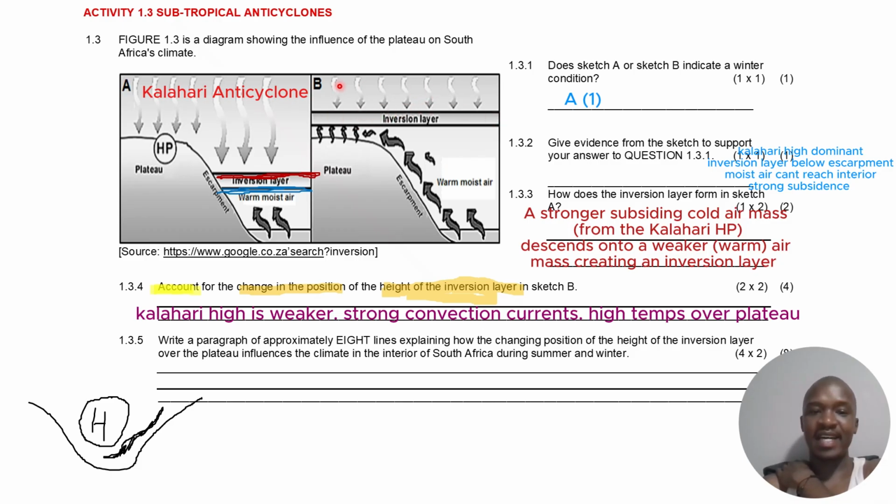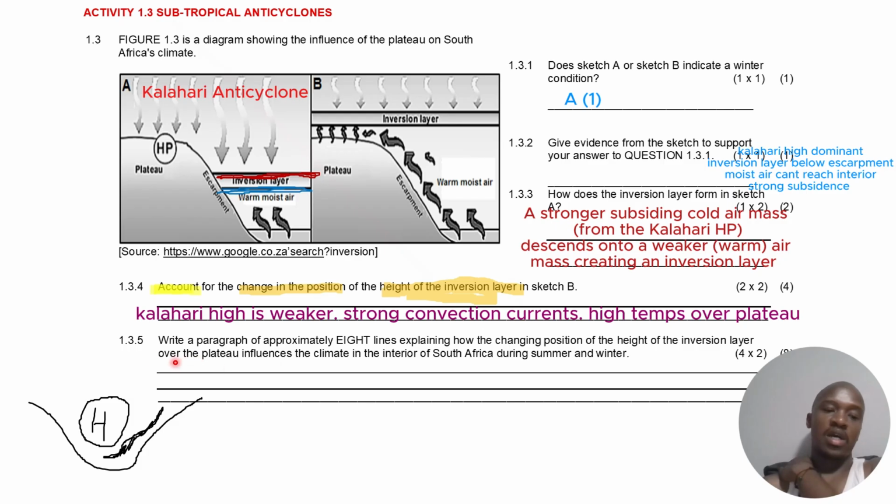Number one, the Kalahari high is weak. If it's weak, it cannot push the inversion layer, right? That's the first reason. Kalahari high is weak. The second reason is that there is strong convection, right? Strong convection currents, right? There's more warm moist air rising. See that? It's pushing the inversion layer upwards, and this more moist air reaches the interior, right? So those are the two reasons. Weak Kalahari high, strong convection, or more moist air is rising.